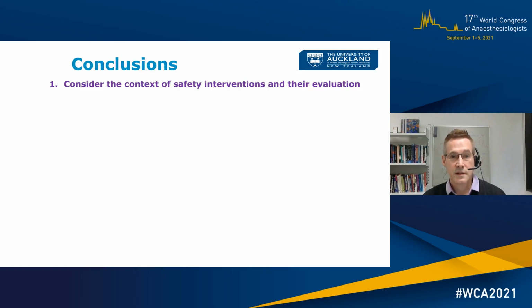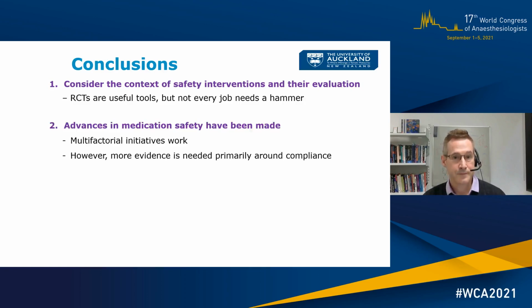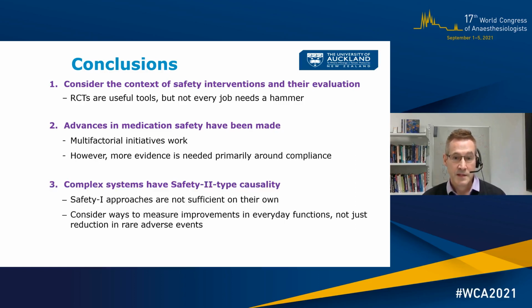So conclusions: consider the context of safety interventions and their evaluation. ICTs are useful tools, but not every job needs a hammer. Advances in medication safety have been made. Multifactorial initiatives do work. However, more evidence is needed, and often it's around compliance with new safety initiatives. Why don't people use them? And complex systems have Safety 2 causality, and that includes healthcare. Safety 1 approaches are not sufficient on their own. We should consider measures to improve everyday functions, not just reduction in rare adverse events.